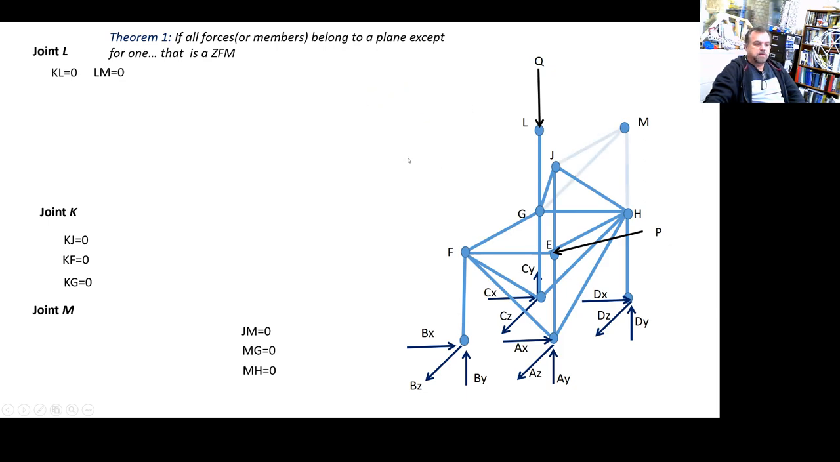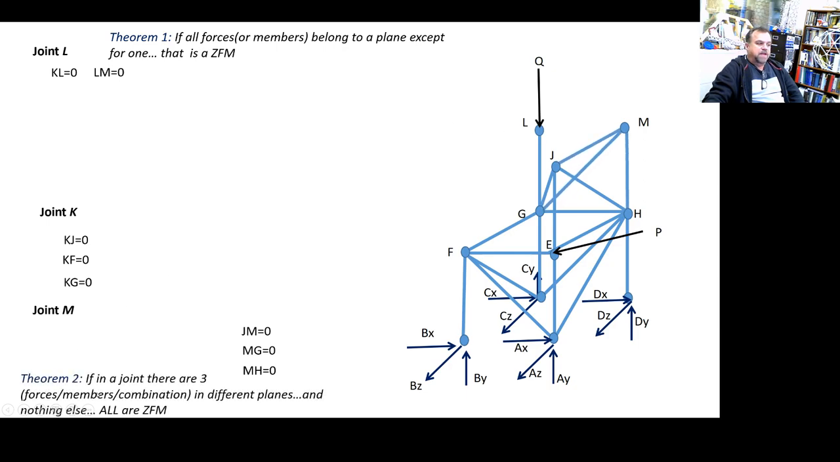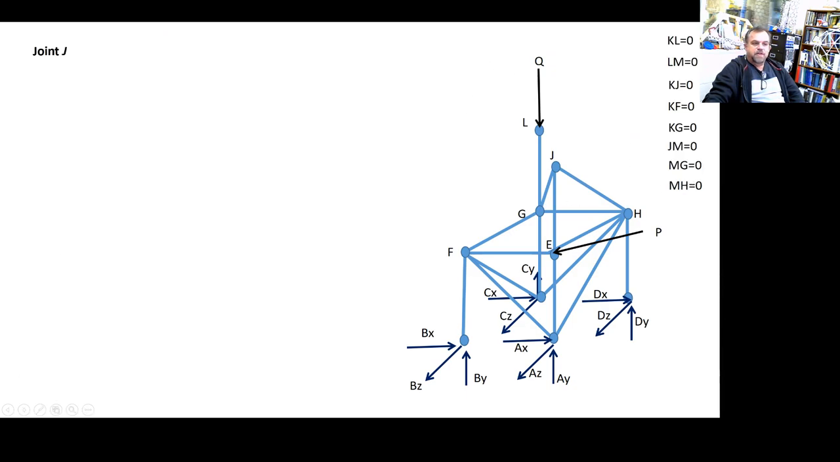Or let me switch this back. I can apply the other theorem, which is theorem number two, which I could also apply before for joint K. What that theorem says is, if you have in a joint three forces, three bars, or two forces and a bar, any combination that adds to three in different planes, not in the same plane, the three of them are zero. So JM, MG, and MH are zero. I can do that also. Look how this is being reduced, and I'm putting here all the zero force members that we have so far.